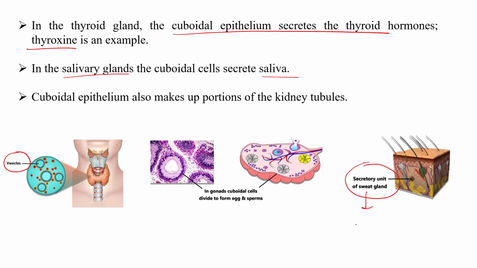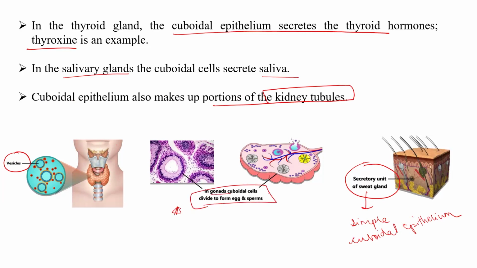So the secretory unit of the sweat glands is the simple cuboidal epithelium that helps in the secretion. Cuboidal epithelium also makes up a portion of the kidney tubules and it is also present in the gonads. In gonads, cuboidal cells divide to form the eggs and sperm. So this is a function of cuboidal cells in the gonads. For example, in case of female, it is the egg, and in case of male, it is the sperm.